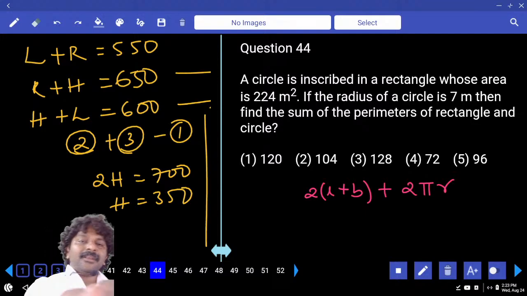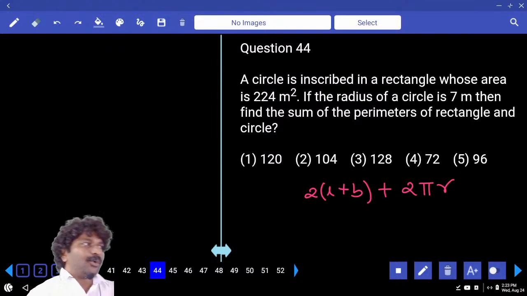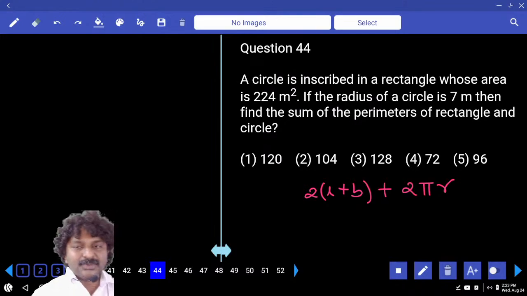Correct? Now using this, we can say the only answer can be an even number. 2 times (L plus B) has a factor of 2, so that means an even number. 2 pi R also has 2, so that is also an even number. The sum of 2 even numbers is an even number. All the options are even numbers, so we have to calculate.